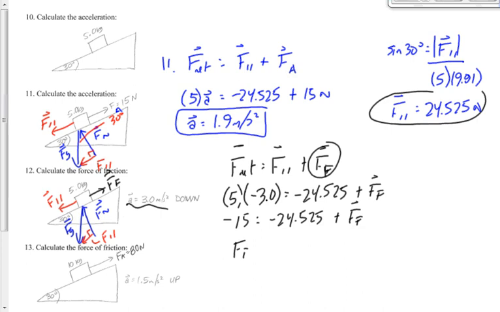We should expect it to be a positive value, right? Because somebody said, who was it that said it was up the hill? I asked which direction friction was, and somebody told me, Seth. Seth told me it was up the hill, right? Well, we should get a positive force of friction then if it's up the hill. Good?